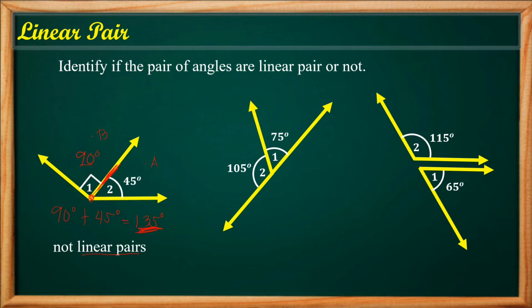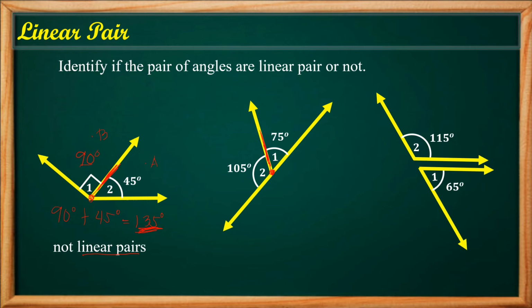The condition is, they are adjacent and supplementary angles. Pasok siya as adjacent, pero hindi siya pasok as supplementary. Next figure, angle 1, we have 75 degrees, and angle 2 is 105 degrees. Okay, first condition, are they adjacent? Yes, they are adjacent. They have a common vertex and a common side. Then, pangalawa, are they supplementary?